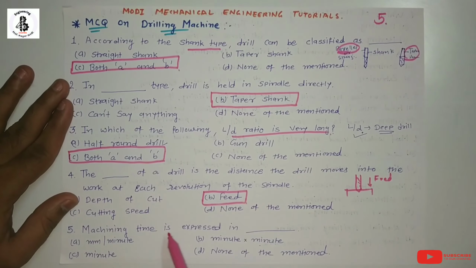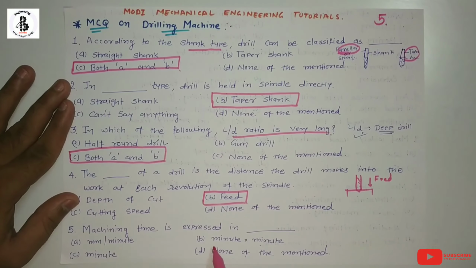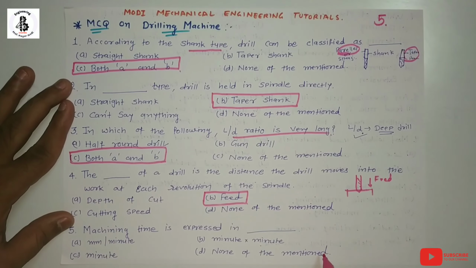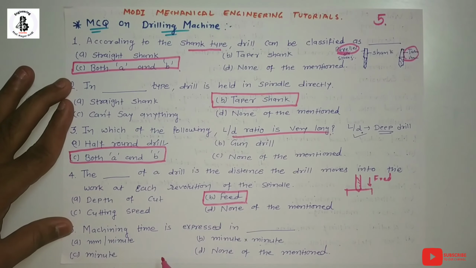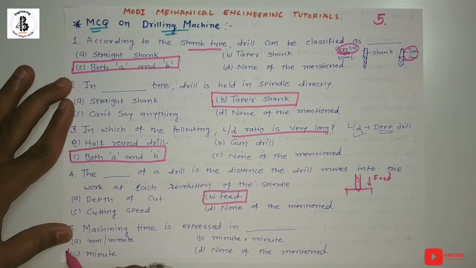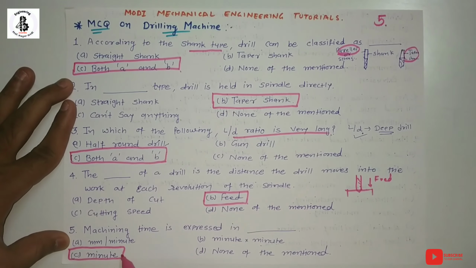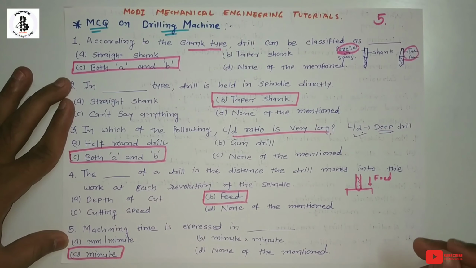Machining time is expressed in option A, mm per minute, option B, minute into minute, option C, minute, and option D, none of the mentioned. So basically for all kinds of metal cutting operations, the machining time is expressed in minutes. So that will be the right answer, C, minute. So machining time is always expressed in minutes. Then we will discuss the next question.